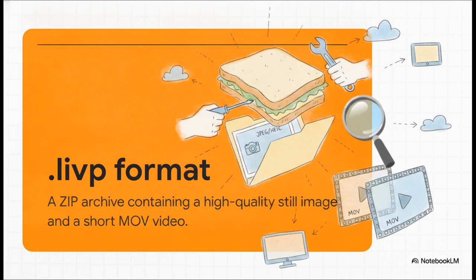It is quite literally just a standard zip archive that bundles two very distinct ingredients together, a high-quality still image and a short MOV video clip. And that's it. Once you realize it's just a digital sandwich, you realize you just need the right tool to pull it apart and take the exact ingredient you're hungry for.